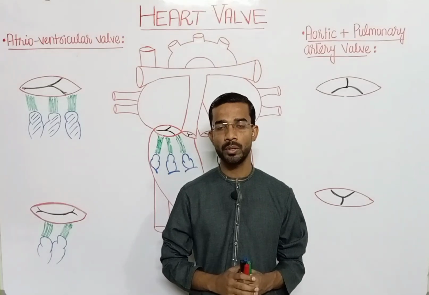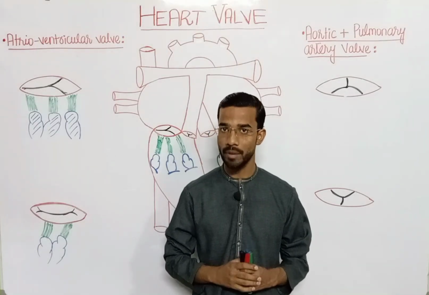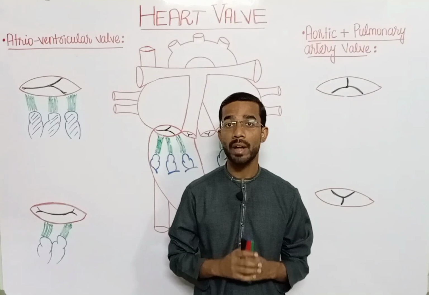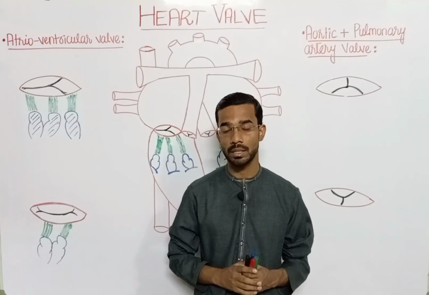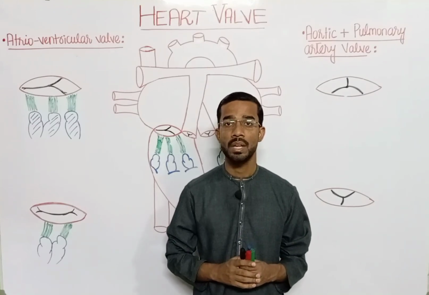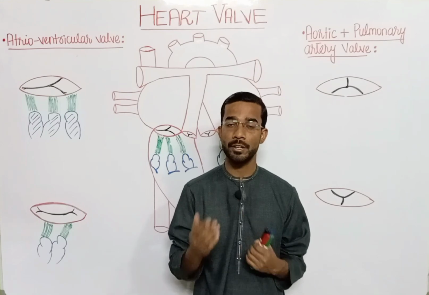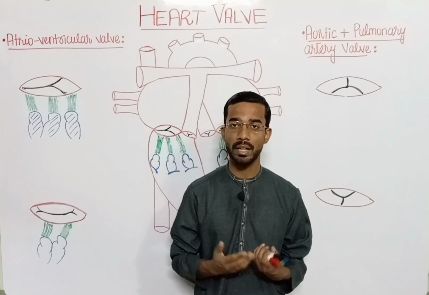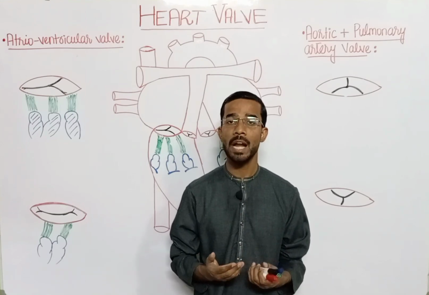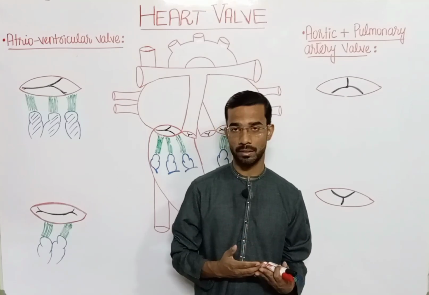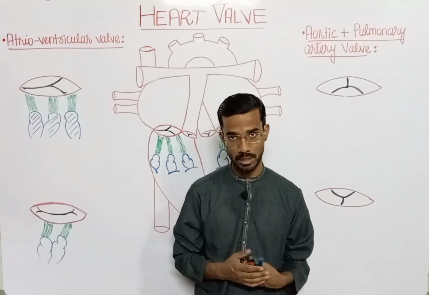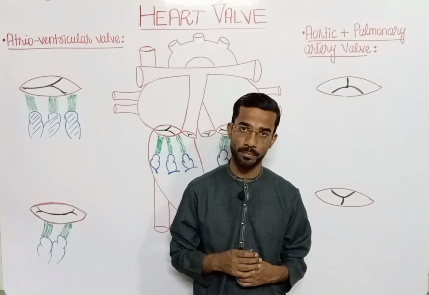Today we are going to discuss heart valves. There are four valves that are actually present in the heart. First of all, we will discuss the atrioventricular valves that are two in number, and the pulmonary and the aortic valves that are also two in number. So, total will be four.